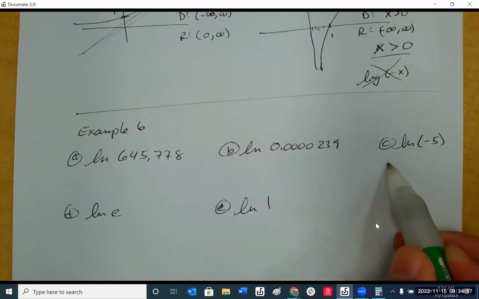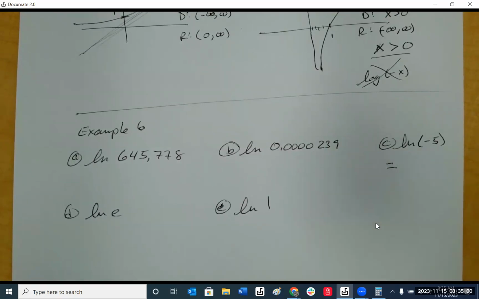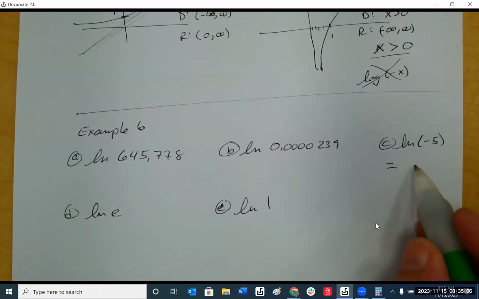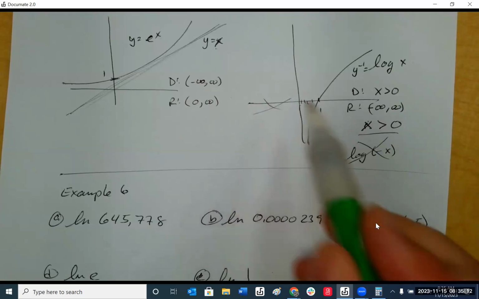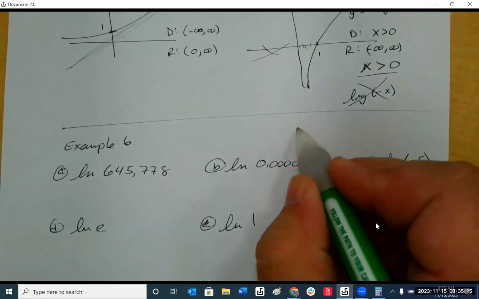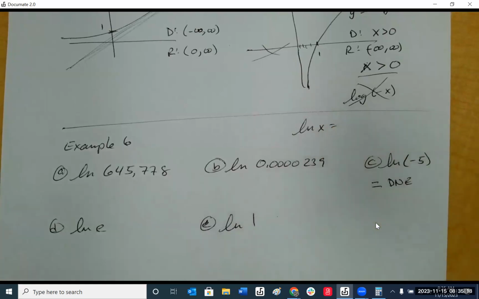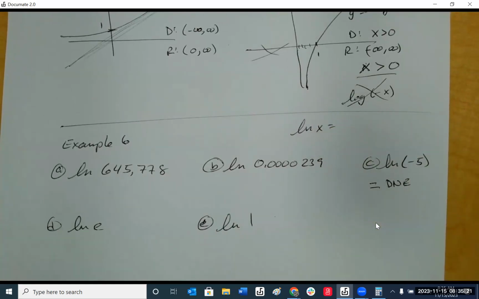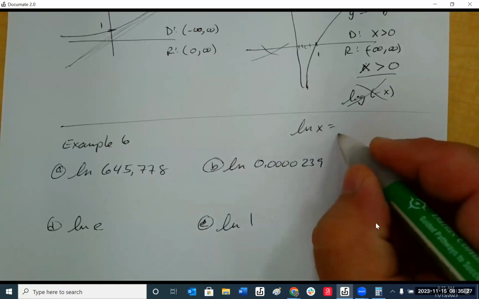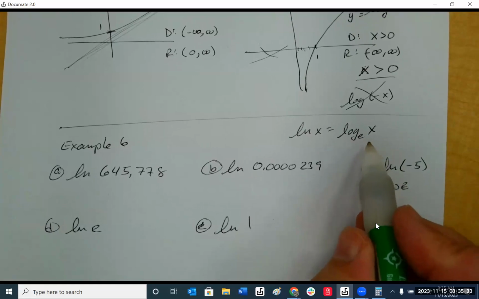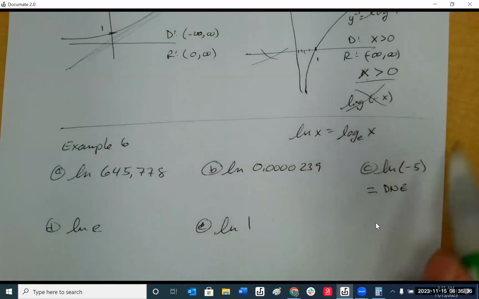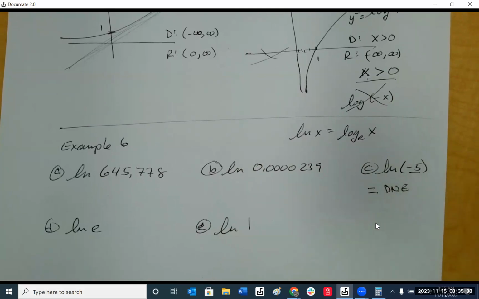What's this one going to be? Yeah, this one does not exist because x cannot be negative in a logarithm. Remember, how is ln x written? What is its base? E, right? So it's a logarithmic equation. That means our x's have to be greater than 0. X cannot be negative, so this doesn't exist.